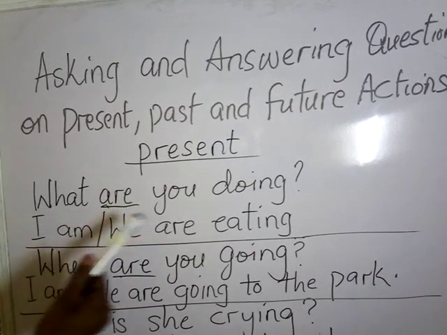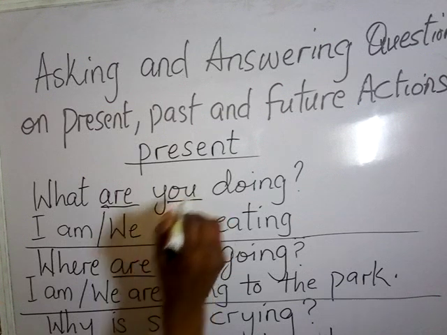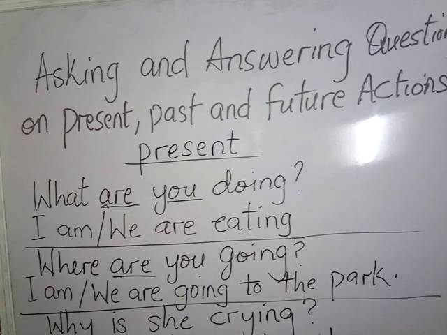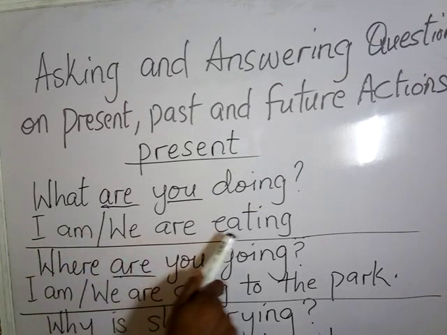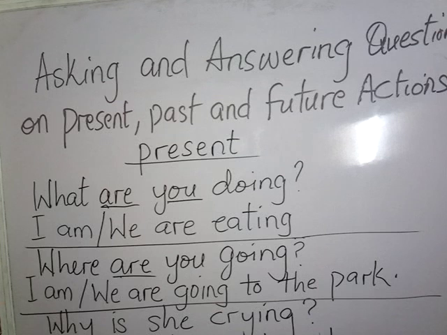So the first one here says, what are you doing? In answering that question, depending on what the you is referring to, because you can be referring to one person, you can also refer to more than one person. If it is one person, the response will be, I am eating. If you are doing your homework, you could say, I am doing my homework.